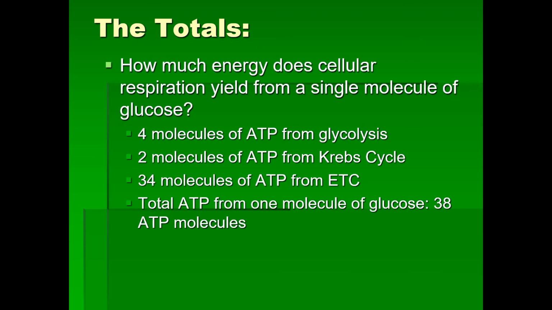Now, let's continue with the totals that are produced, the total energy produced for each stage of aerobic cellular respiration. So the question is, how much energy does cellular respiration yield from a single molecule of glucose? So the answers are 4 molecules of ATP. So the total number of ATP molecules produced in glycolysis is 4.